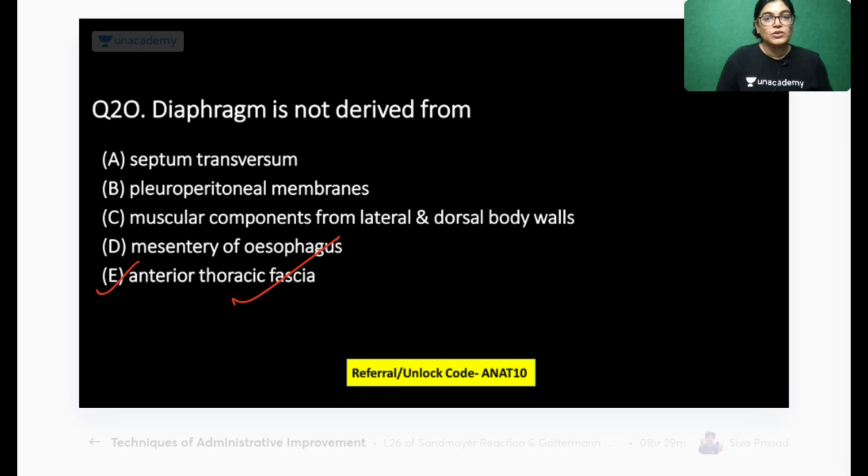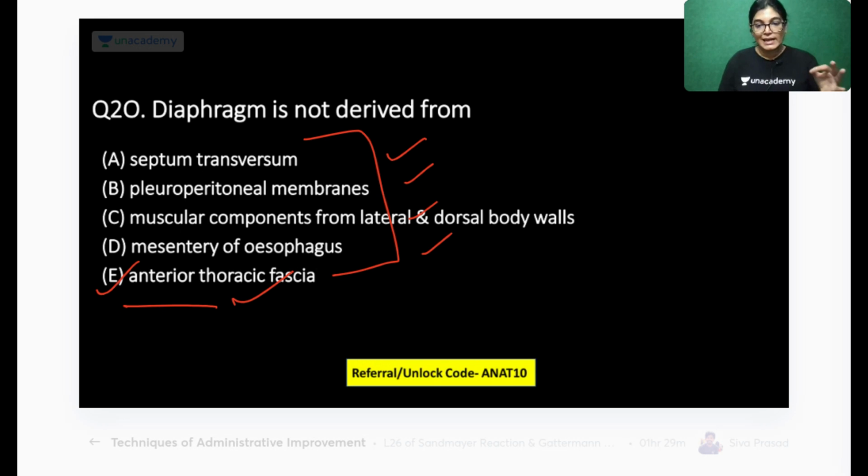Actually, the correct answer is endothoracic fascia. Endothoracic fascia does not give rise to any component of the diaphragm. All the rest mentioned here, septum transversum, pleuroperitoneal membrane, muscular component from the lateral and dorsal body wall, and the mesentery of the esophagus, are embryological sources of formation of the diaphragm, but not option E. So E is the correct answer.